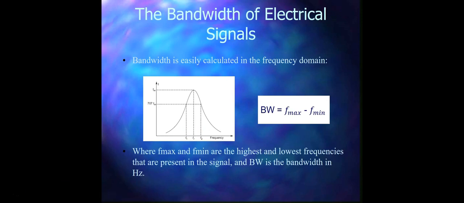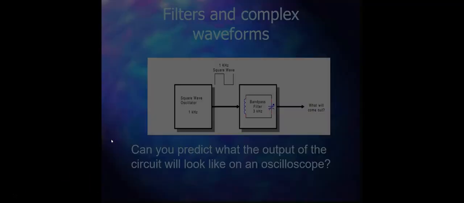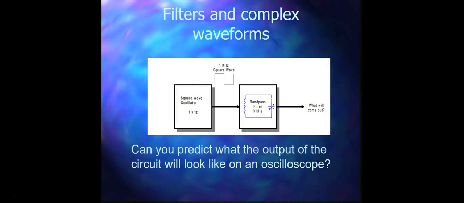Now moving on to the next slide. This slide talks about filters and complex waveforms, and here we see the square wave oscillator, which is sending a 1 kilohertz square wave signal to the band pass filter, and this band pass filter is set at a 3 kilohertz frequency. Then the question is, what will come out after this band pass filter? Can you predict what the output of the circuit will look like on the oscilloscope? We are going to see that next.